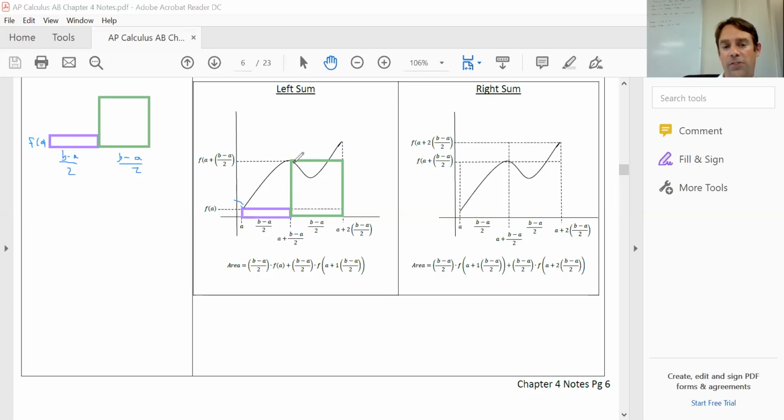And then this height, this X value, notice what it would be here. This X value right here is A plus whatever that half a width is. So when we plug that in there, we started at A and we went 1/2 a width over. So that meant that this height was F of A plus B minus A over 2.